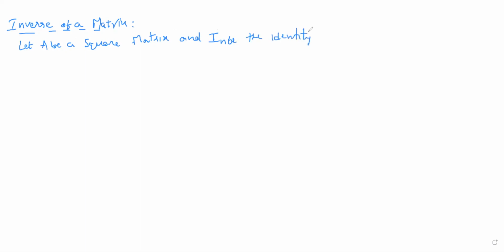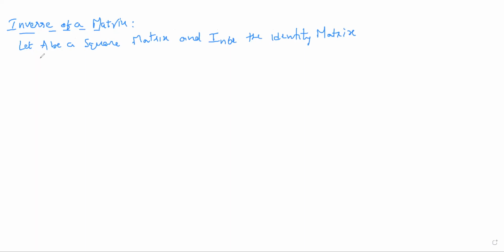Inverse of a matrix. The new concept is inverse of a matrix. Let capital A be a square matrix and I_N be the identity matrix. Identity matrix means 1 0 0, 0 1 0, 0 0 1, like that.